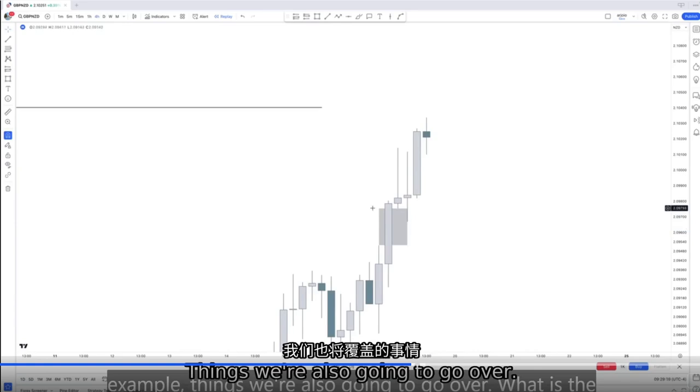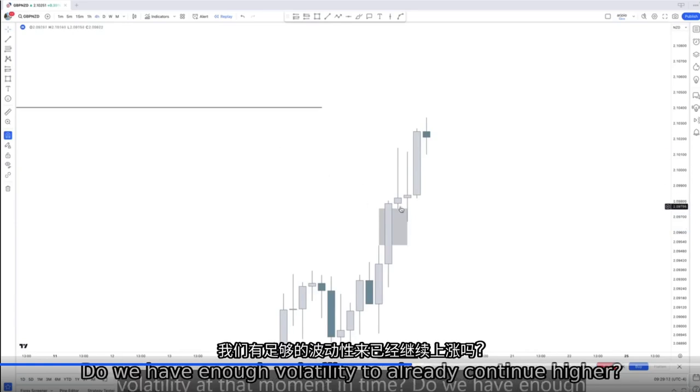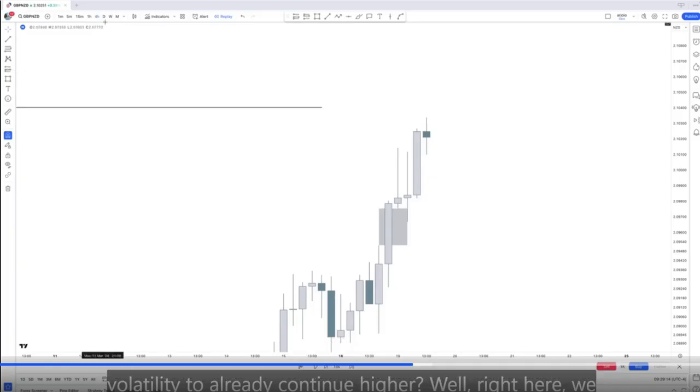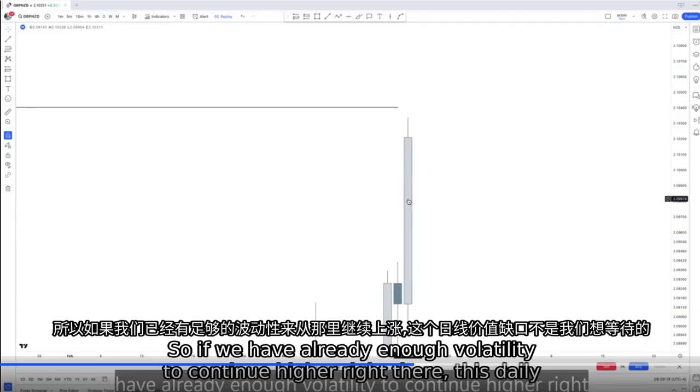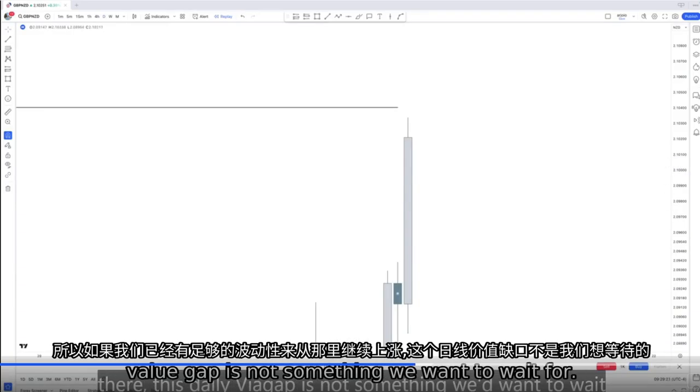So what is news doing, for example? Those are things we're also going to go over. What is the volatility at that moment in time? Do we have enough volatility to already continue higher? Well, right here, we had enough volatility to already continue higher. So if we already have enough volatility to continue higher right there, this daily fair value gap is not something we want to wait for.